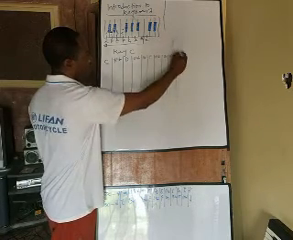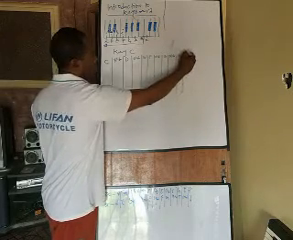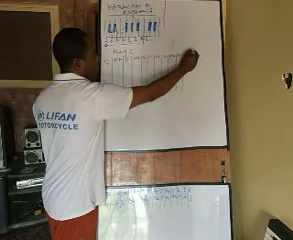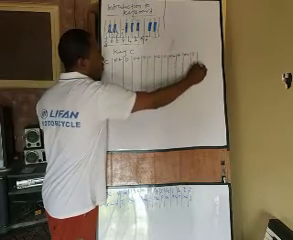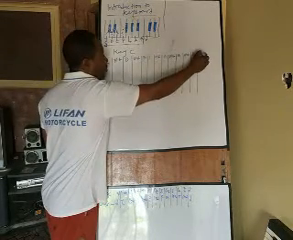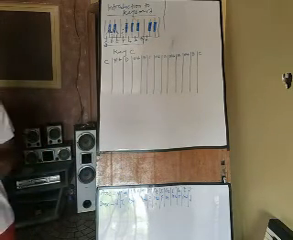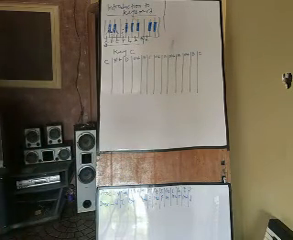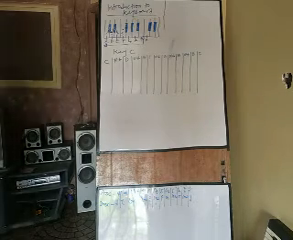After that, we have A. After A, we have A sharp or flat. After that, we have B. And after that, we come back to C. Now, I said before that the notations are in all keys.